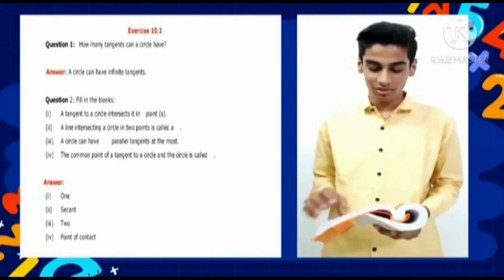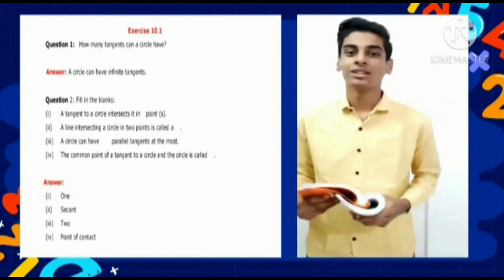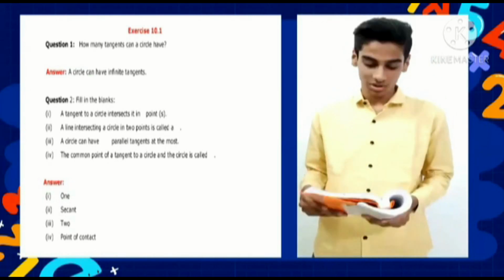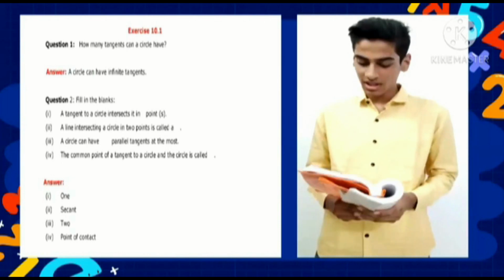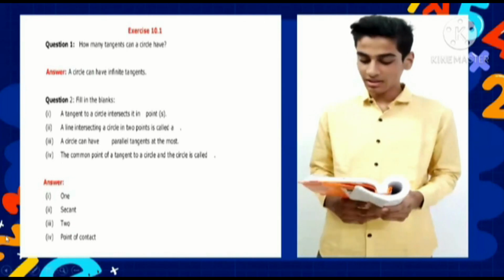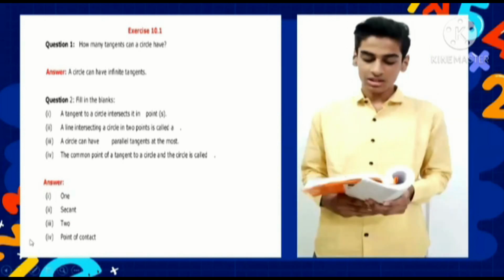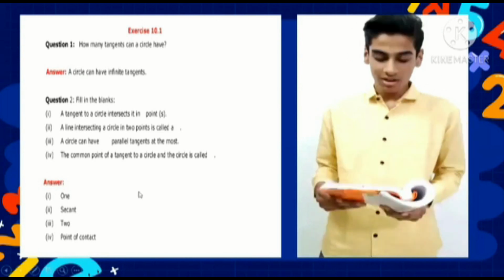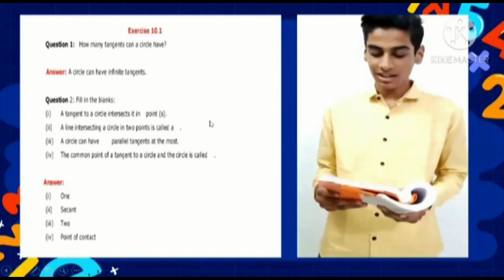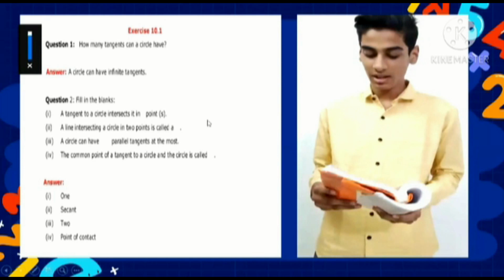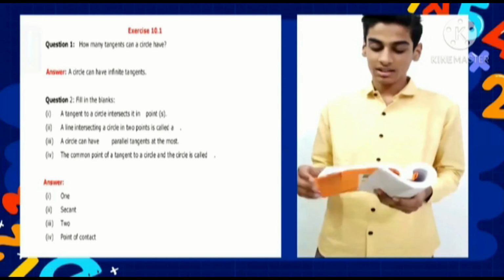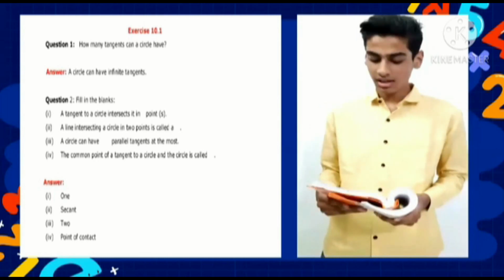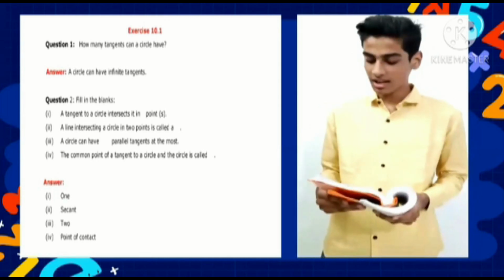Question number 2. Fill in the blanks. I request you to please look at and read the questions in the book. First, a tangent to a circle intersects it in dash points. A tangent to a circle intersects it at only one point. So the answer is 1. Second, a line intersecting a circle in 2 points is known as a secant. Third, a circle can have dash parallel tangents at the most.